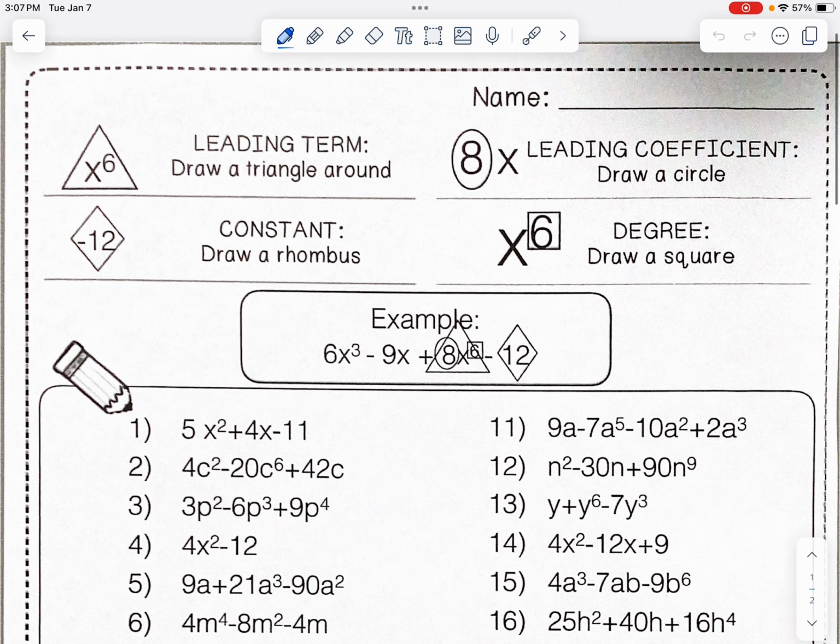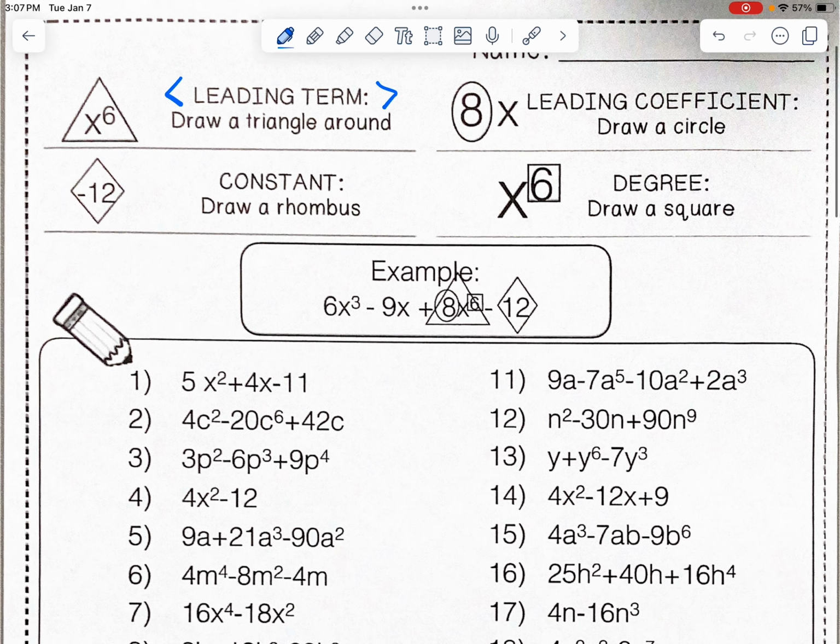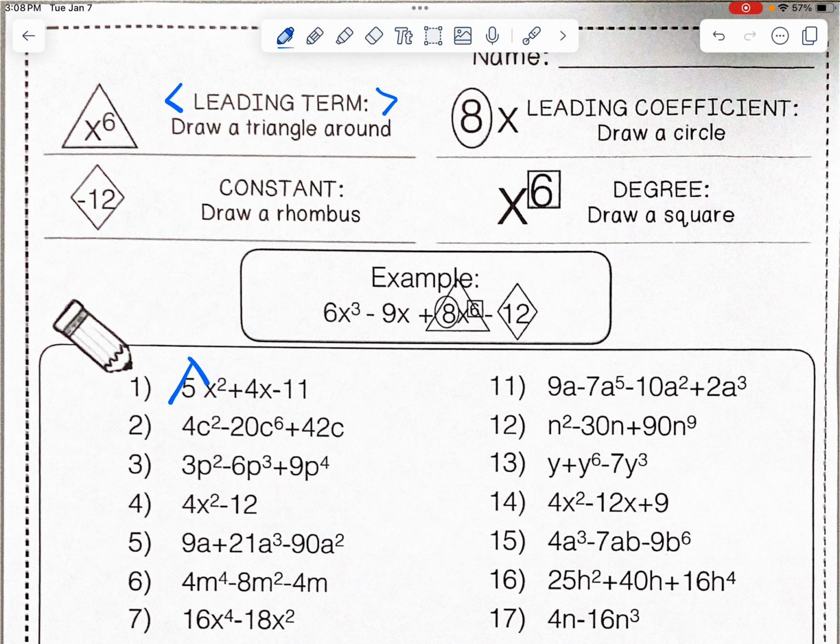So the first thing, let's do the leading term. Now remember, the leading term has to be written in descending order to determine if it's leading, right? Biggest exponent to smallest exponent. So really your biggest exponent term is going to be the leading term. Like for number 1, that's going to be the 5x squared, right? Let me write that over the whole thing. 5x squared is going to be the leading term.